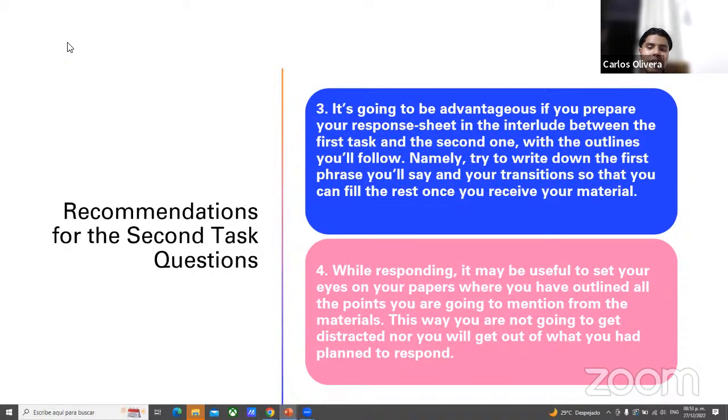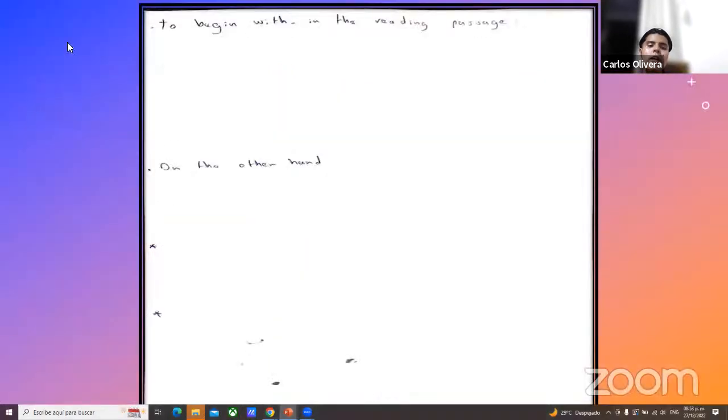Also, it's going to be advantageous if you prepare your response in the interlude between the first task and the second one with the outlines you'll follow. What do I mean by this? So as we said, in the exam, we have blank sheets of paper, or we get a blank whiteboard, right? So the first thing I would recommend is that you get your blank sheet of paper, right? Write down the structure there and leave for yourself some space between each part of the structure, because you're going to use that empty space to fill it with the information you're going to include in your summaries.